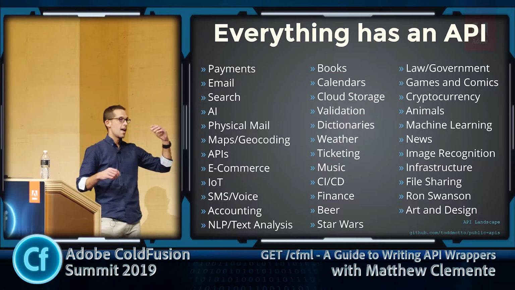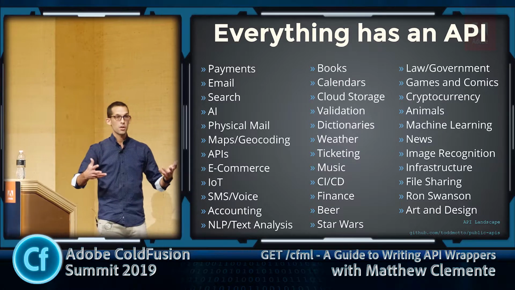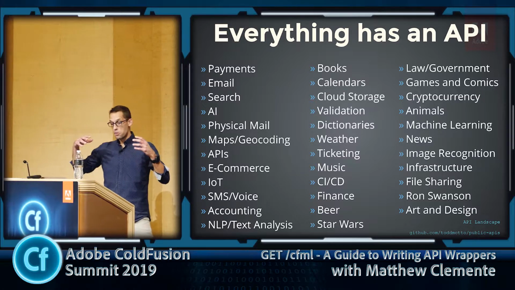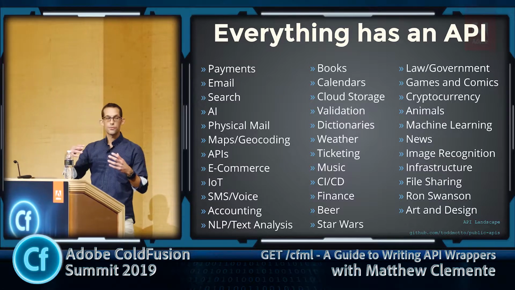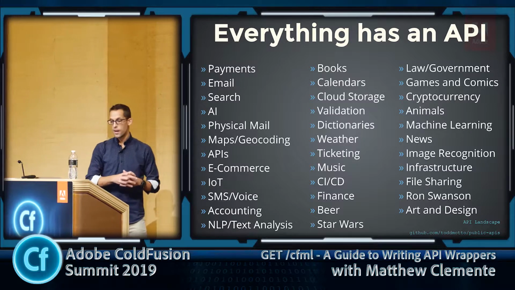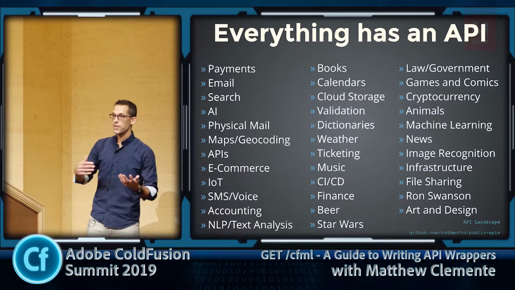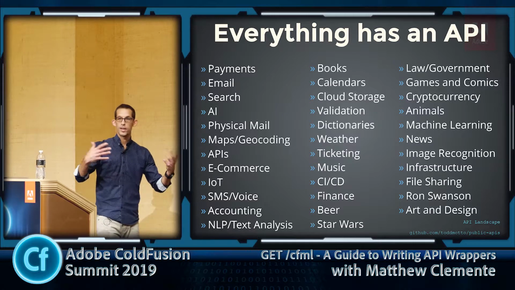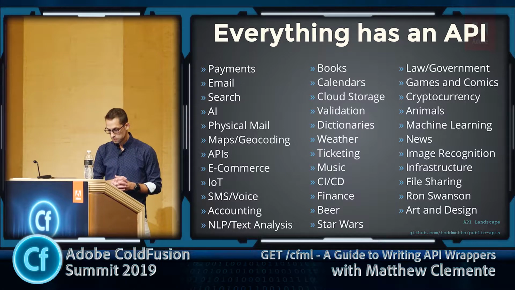From AI to natural language processing to Ron Swanson from Parks and Rec. There are APIs for pretty much everything you can imagine. APIs for sending physical mail. That blew my mind when I heard that. If you use DigitalOcean's API, you can spin up a VM, you can destroy a VM, you can create a firewall. The power that you have with these is amazing.